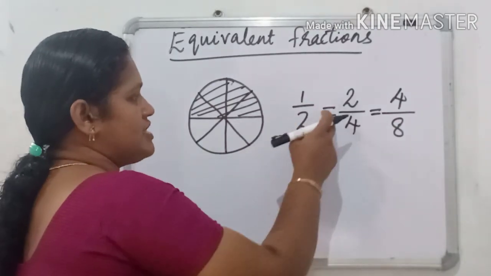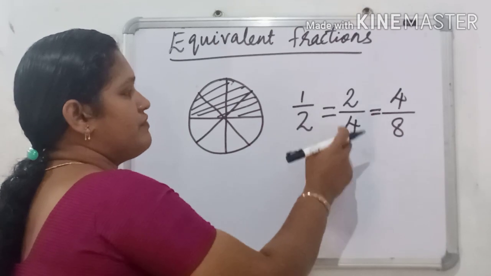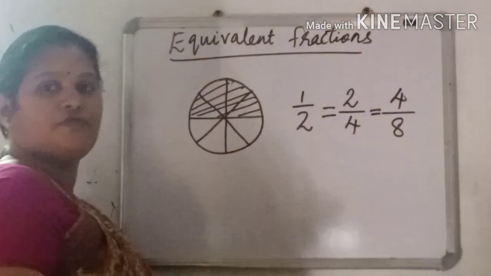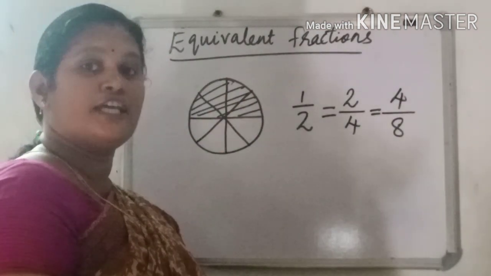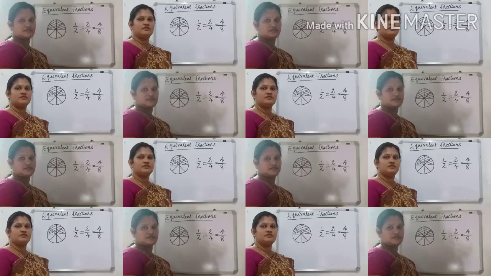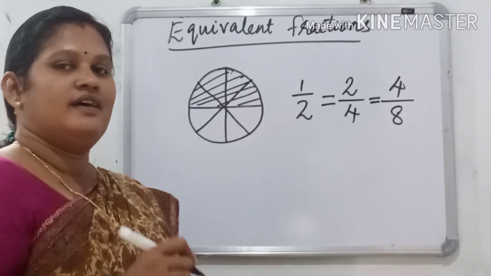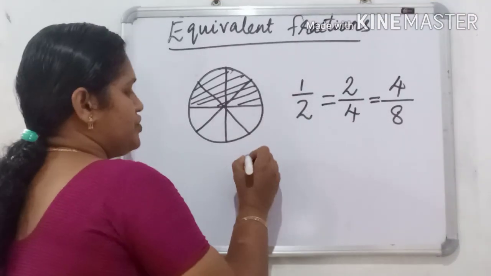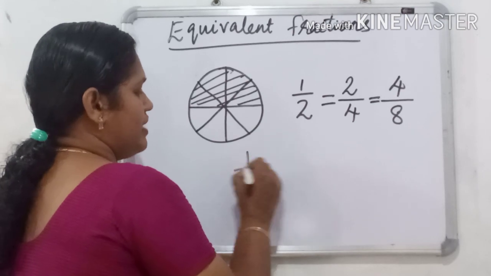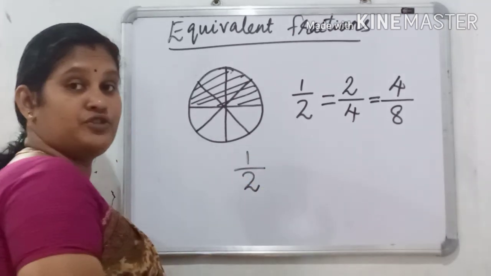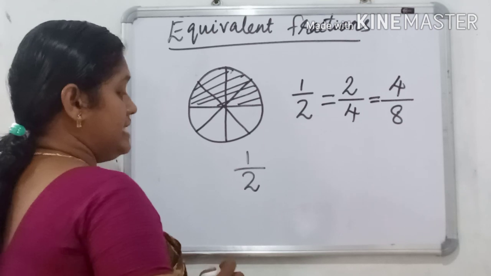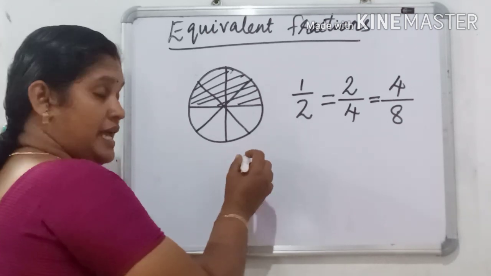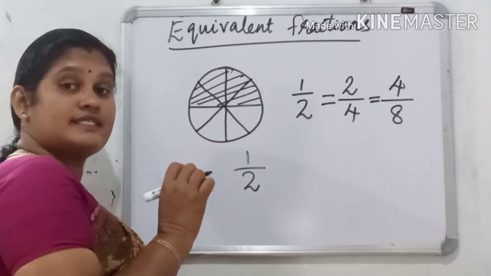1 by 2 is equal to 2 by 4. 2 by 4 is equal to 4 by 8. These types of fractions are called equivalent fractions. Listen, to find the equivalent fractions of 1 by 2. How do we find the equivalent fraction of 1 by 2? We can multiply both sides by the same number.